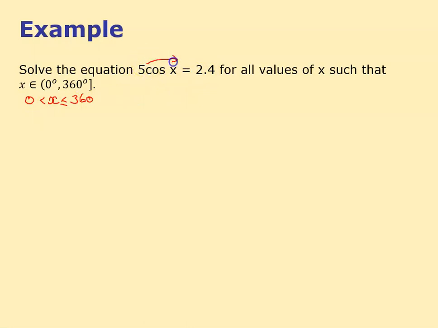The first thing I'm going to do is move the 5 over. And that will give me cos x equals 2.4 divided by 5. So 2.4 divided by 5 sounds like 0.48. 2.4 divided by 5 is 0.48, yes. And that's cos x. So I want to know what x is. And x, therefore, is the inverse cos of 0.48. So I'm going to press inverse cos of 0.48. And it comes up 61.3 degrees. So that's my first solution.